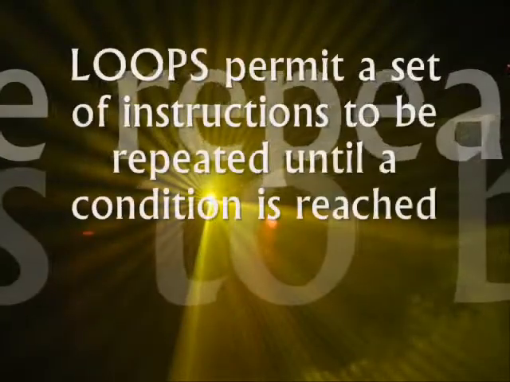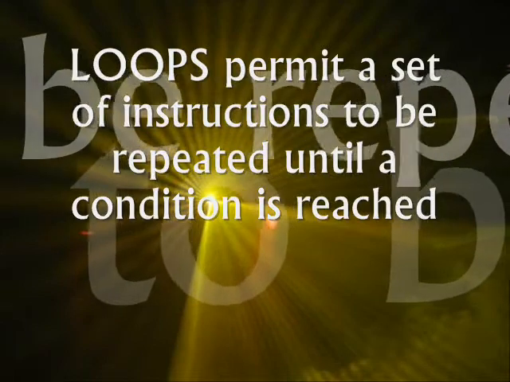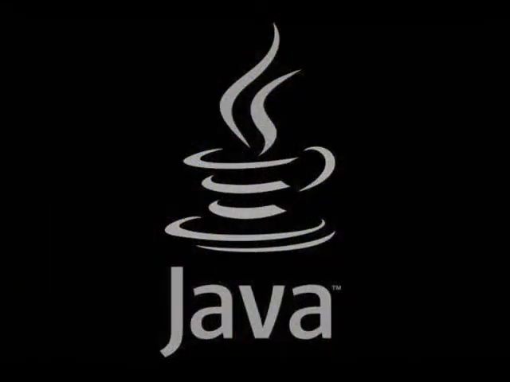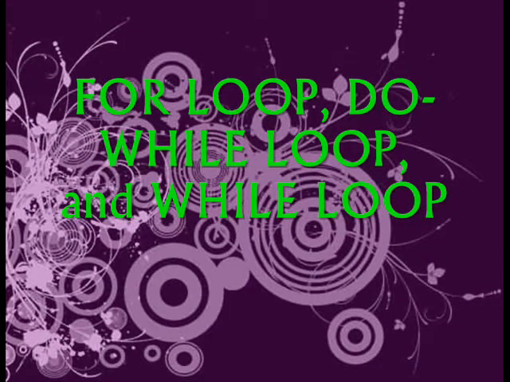In programming, we call these loops. Loops permit a set of instructions to be repeated until a condition is reached. In Java, there are three loop structures: for loop, do while loop, and while loop.